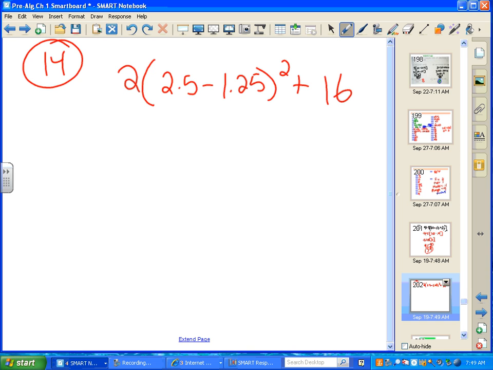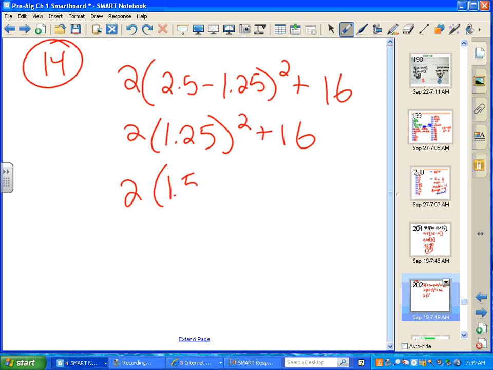All right, Emma, first thing we need to do is subtract what's inside parentheses. So we get 1.25 after we subtract. Square 1.25, okay? 1.5625. Rewrite your plus 16. Sorry, I'm going fast. Now what? Multiply or add? Multiply.